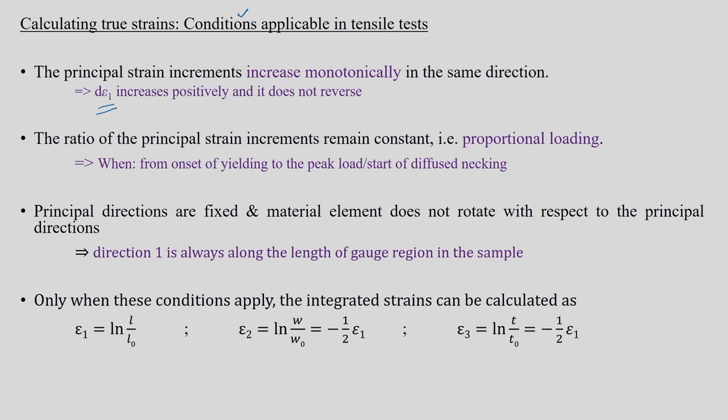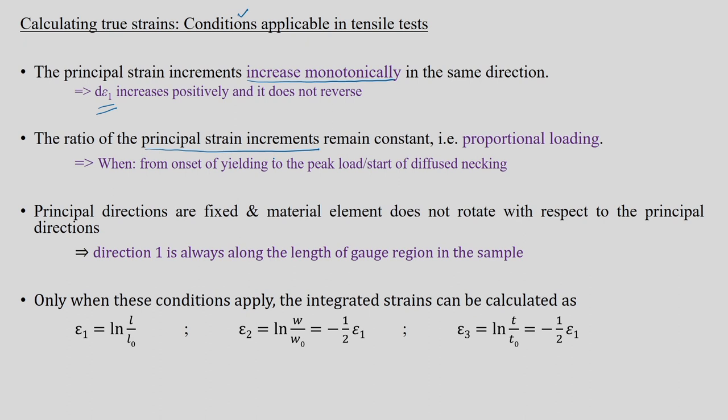Okay, it increases positively and it does not reverse. It is called increasing monotonically; continuously it has to increase. That is one condition. The next one is, the ratio of principal strain increments remains constant. So what is it exactly, we will see in the next slide.